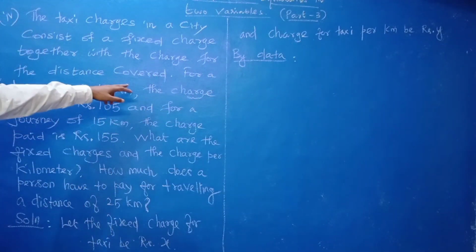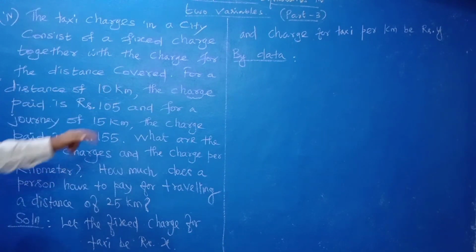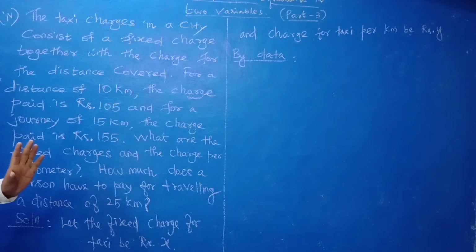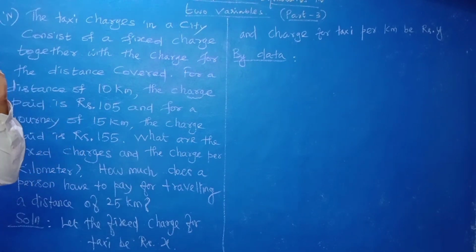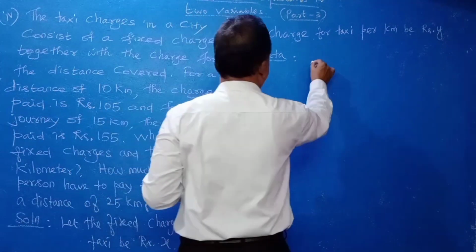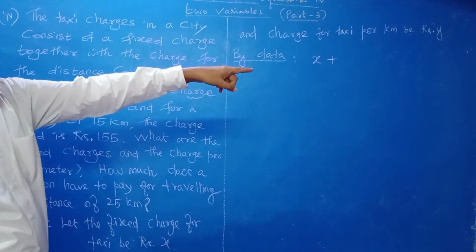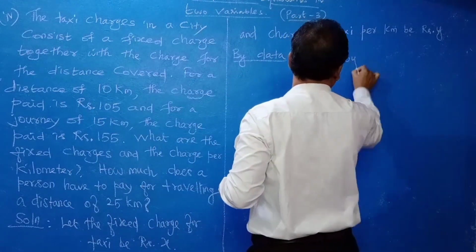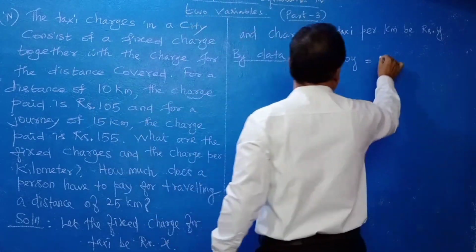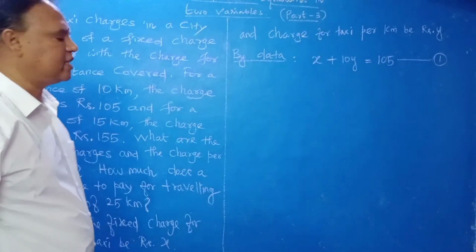See, first case you see, for a distance of 10 kilometer, total distance covered 10 kilometer, the charge paid is rupees 105. So 10 kilometer traveled. First fixed charge, that is x, plus distance traveled per kilometer is y. So 10 kilometer means 10 into y, is equal to total amount. How much given? 105. So you will get the first equation.